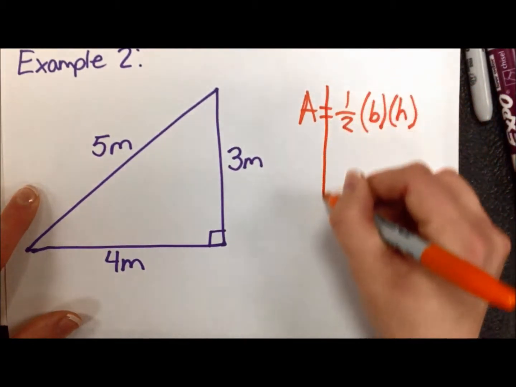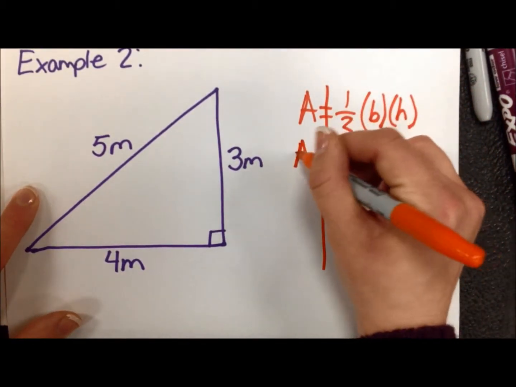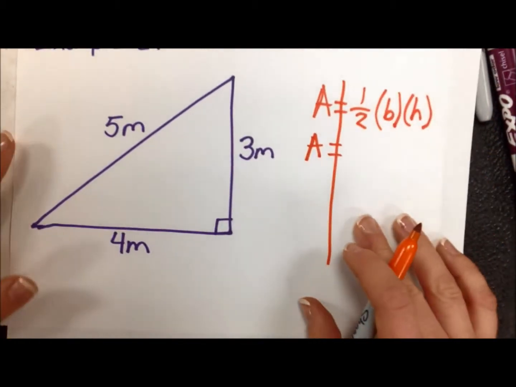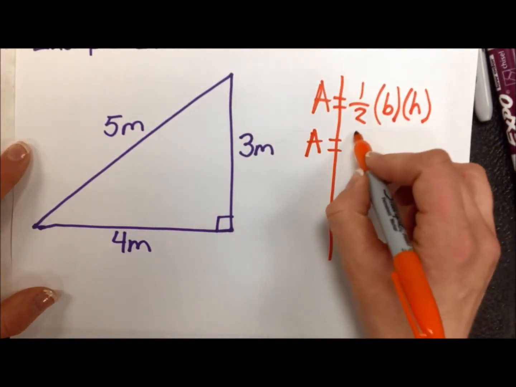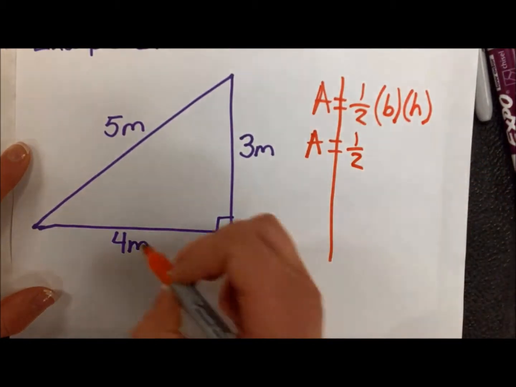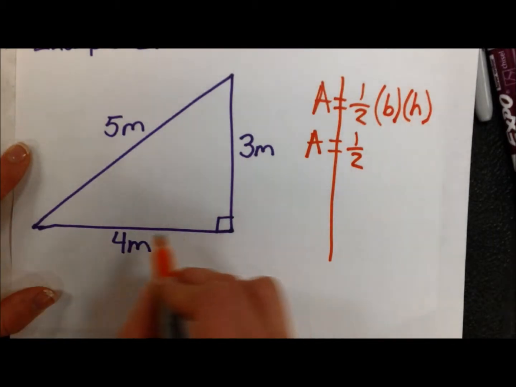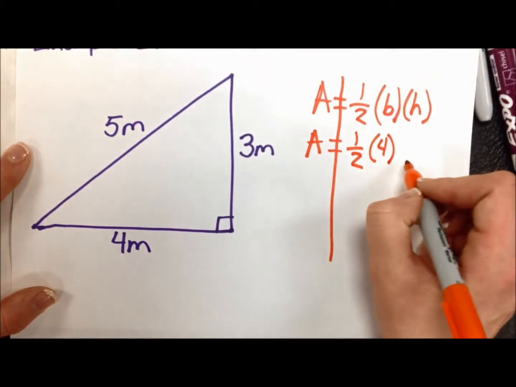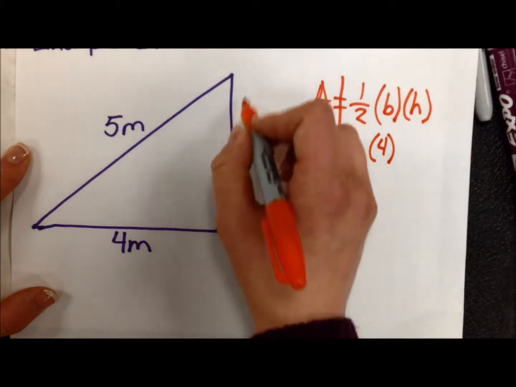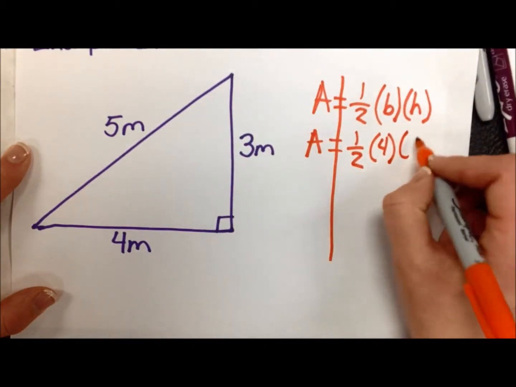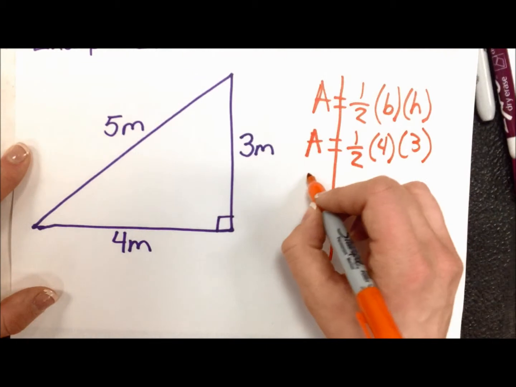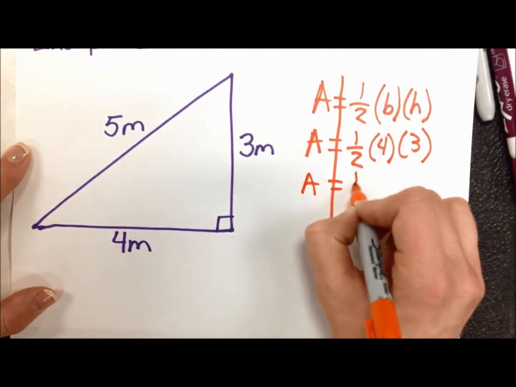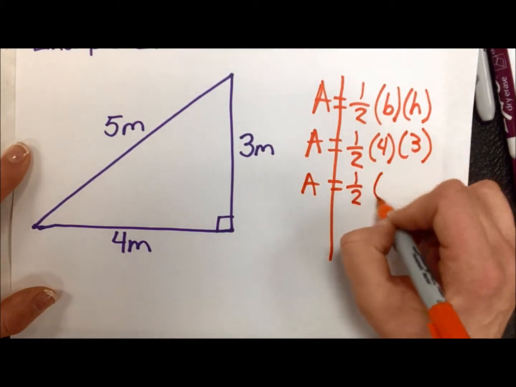Draw my line so I stay in line. I'm going to start with 1/2, and I need to figure out what my base is. If we look down here, there's my base, so that's 4. And then my height, we already said, would be 3. So it's 4 times 3. So area is equal to 1/2 of 12.